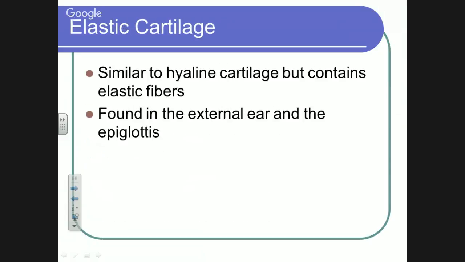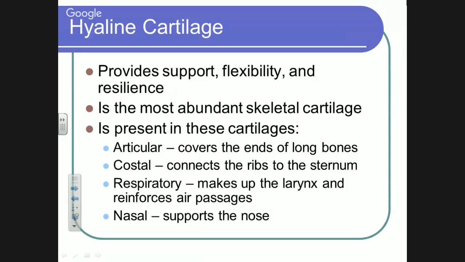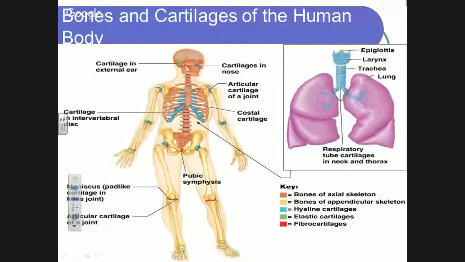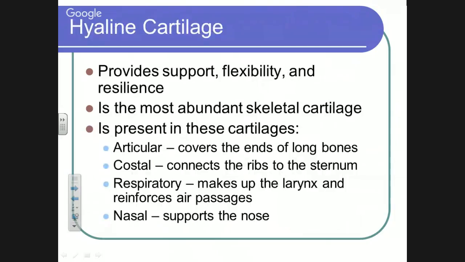So hyaline cartilage is the first type we'll talk about. Hyaline cartilage is most commonly found, it's on here in blue. You can't really see it, but here we have the rib cage. You can see it in some of the important joint cavities, your nose. So it provides support, flexibility, and resilience.